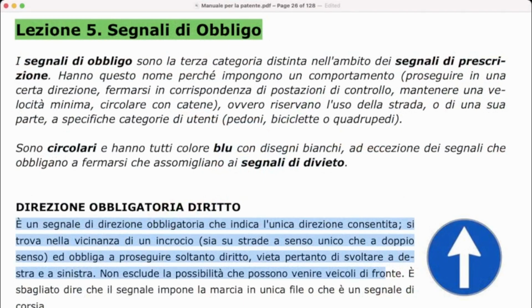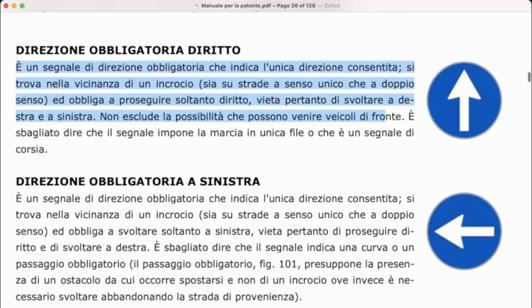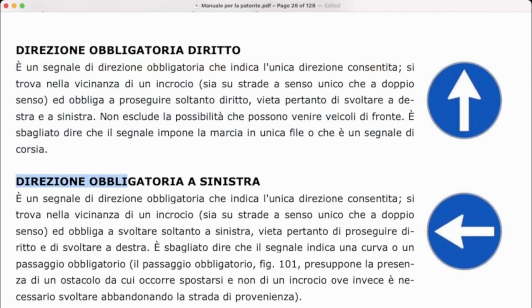So now let's look at one more thing, which is direzione obbligatoria a sinistra. The opposite of destra is sinistra. When we say direzione obbligatoria a sinistra, this is the cartello, the one I've highlighted here. When we see this, it means è un segnale di direzione obbligatoria che indica l'unica direzione consentita, si trova nella vicinanza di un incrocio, come abbiamo detto, ed è obbligatorio svoltare soltanto a sinistra.